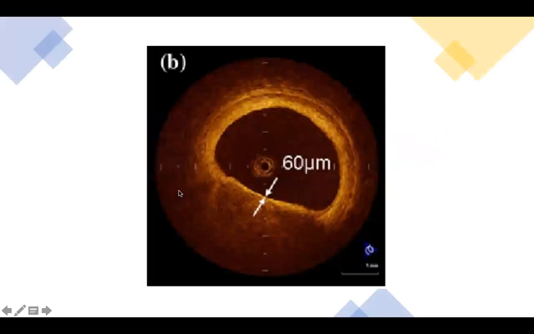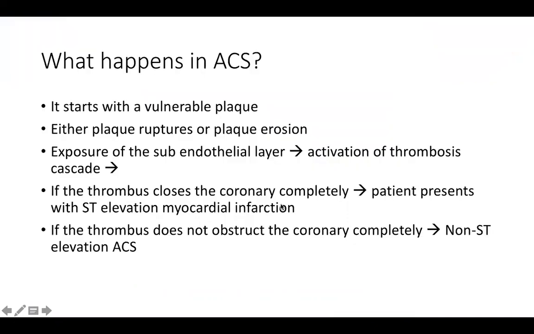So this is an OCT image taken from a living patient for a vulnerable or unstable plaque. You can appreciate this is the healthy vessel, the three layers, the intima, the media, the adventitia, and this is a lipid plaque with a thin fibrous cap. This is a vulnerable plaque.